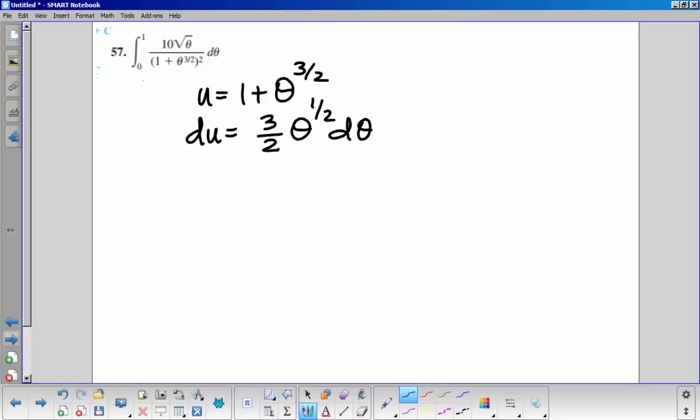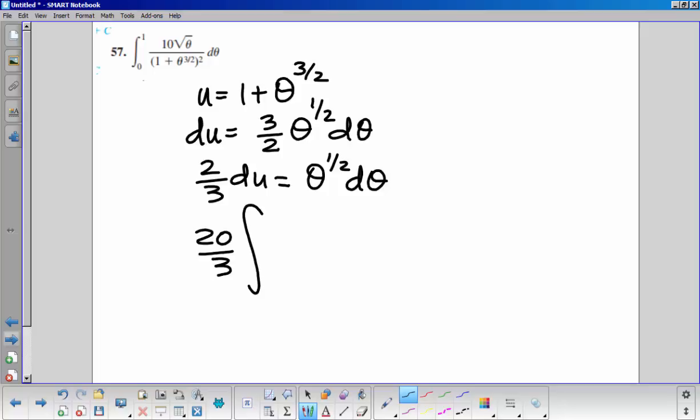But we don't have a 3 halves. So we have to multiply by 2/3 equals theta to the 1/2 d theta. So I'm going to pull the 10 out as well. So that's going to be 20 over 3. If you're following that? Yeah.